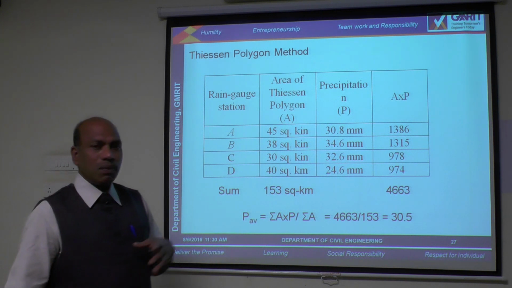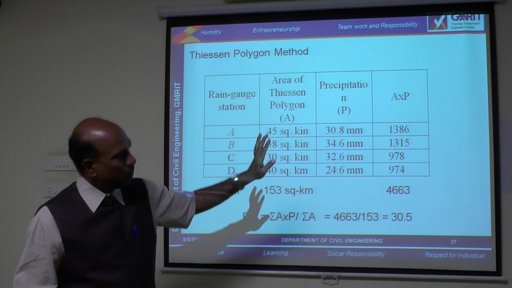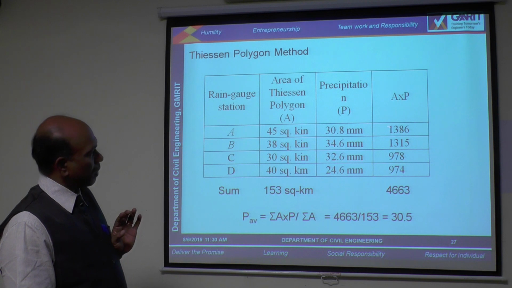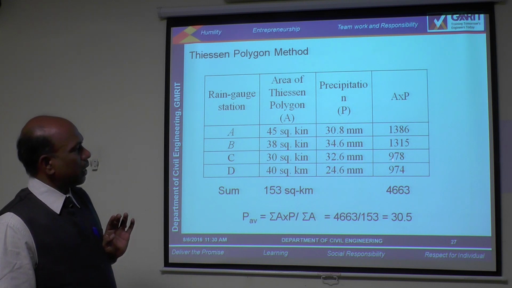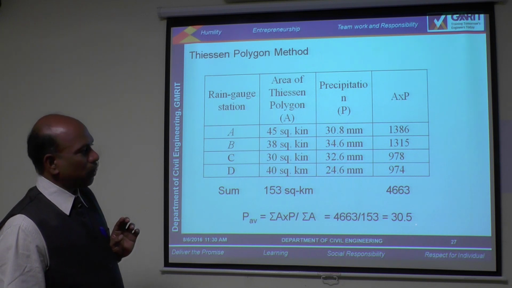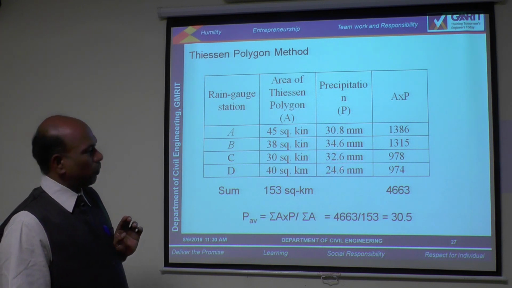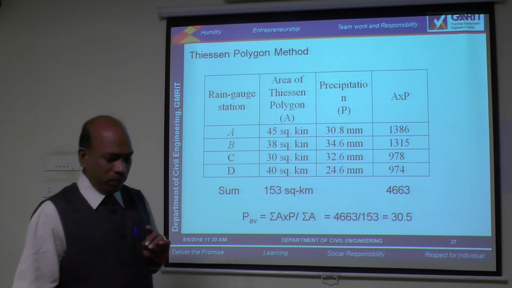So for the determination of average rainfall, we multiply the area with the rainfall depth. These are the values of area into precipitation. Then finally the average rainfall is equal to 30.5. Here the average rainfall is 30.5.